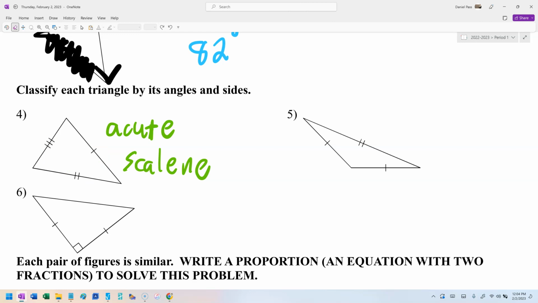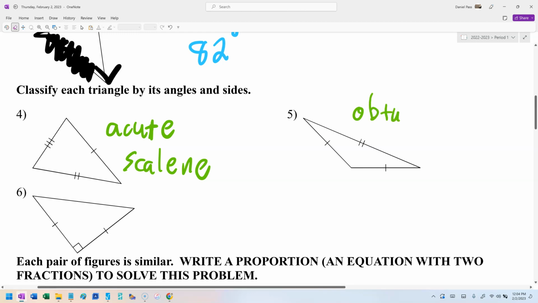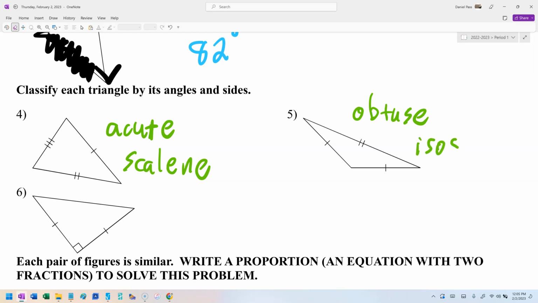So for number 5, it's an obtuse angle. Which one is obtuse? 1, 2, or 3? The middle one. This is the big one. So if we see an obtuse angle in there, that means it's an obtuse triangle. And then it is isosceles. Very good. And why is it isosceles? Because two sides are the same with that mark, and one is different.